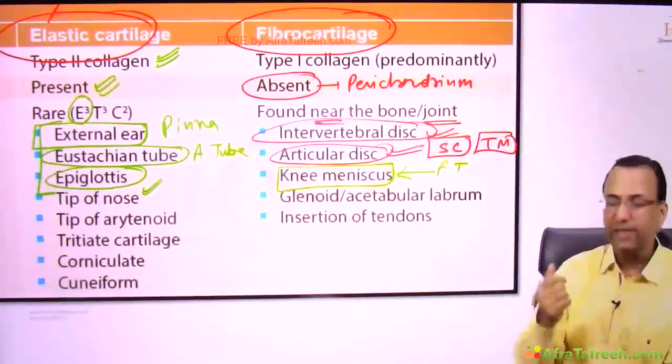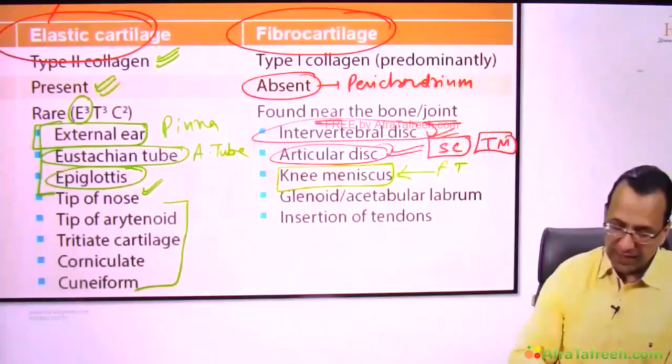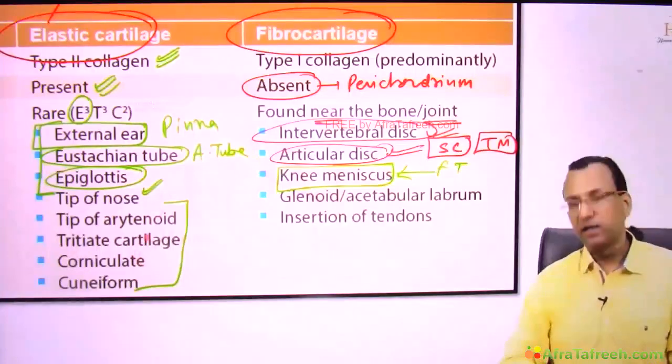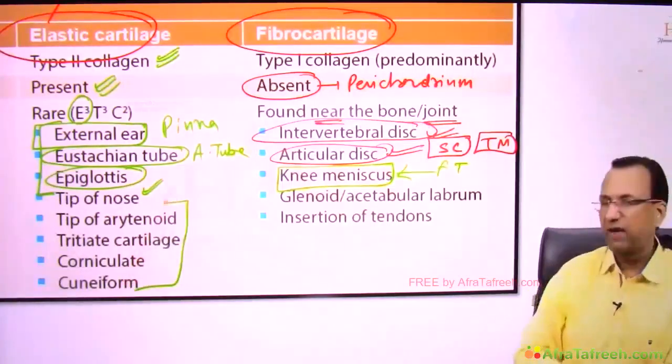Where else do you have elastic? Some parts of the larynx cartilage. Otherwise, larynx cartilage is hyaline cartilage. So if you say larynx cartilage is hyaline cartilage, where don't you have hyaline cartilage?